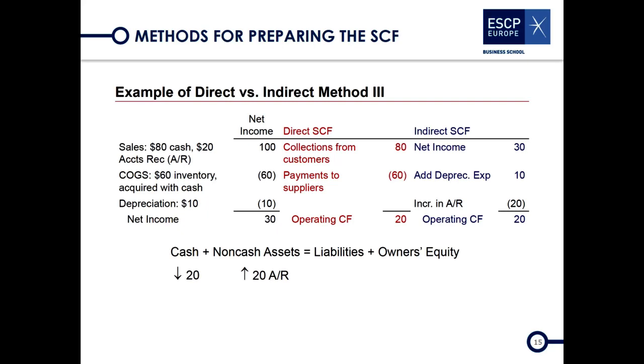We do 30 plus 10 minus 20, and we arrive at 20. And you see the 20 is exactly the same 20 if we would just look at the real cash flows.